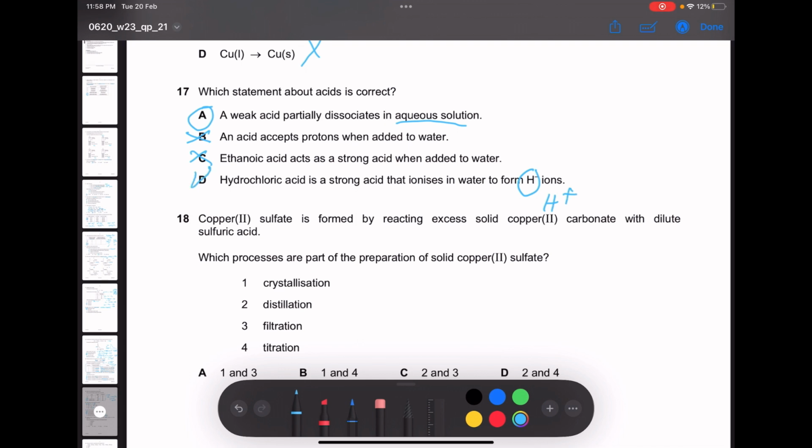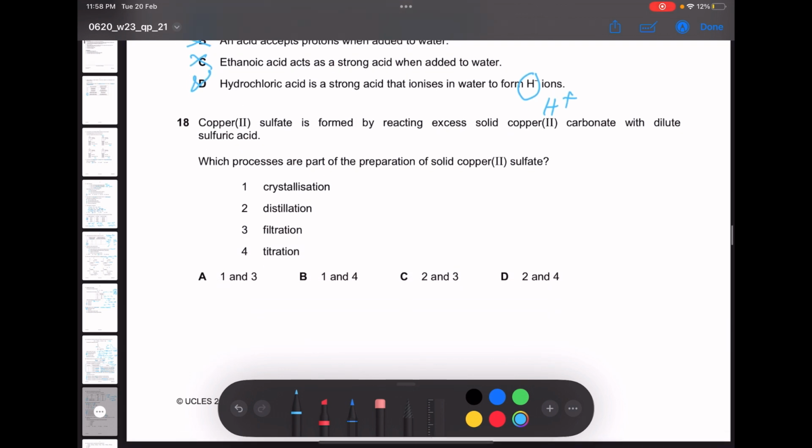Copper sulfate is formed by reacting excess solid copper carbonate with dilute sulfuric acid. Which processes are part of the preparation of copper sulfate? So copper sulfate is a soluble salt. We know that we prepare it, then we filter it, then we crystallize it, and then we filter it again. So it includes crystallization, it doesn't include distillation, it includes filtration, no titration. So it's 1 and 3, it's A.